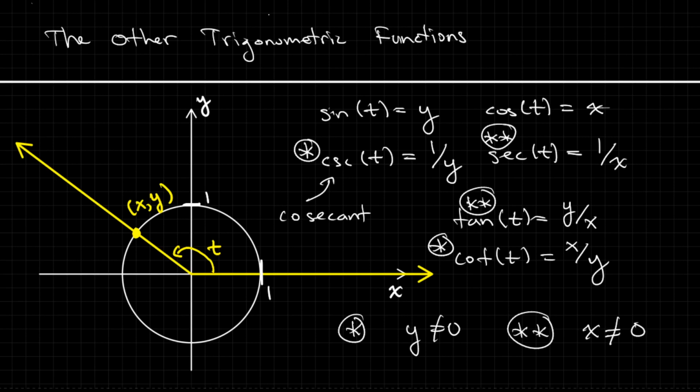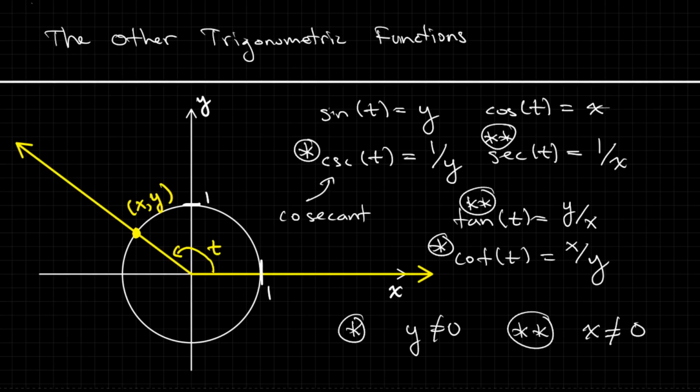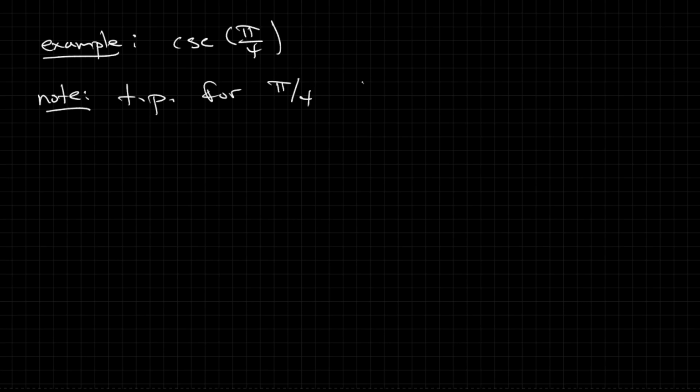So let's do a brief example. Let's evaluate the new trigonometric functions, that is cosecant, secant, tangent, and cotangent for t equals pi over 4. So cosecant of pi over 4. I guess the first thing that I want to note is what is the terminal point for pi over 4. The terminal point for pi over 4 is the square root of 2 over 2, comma, root 2 over 2.